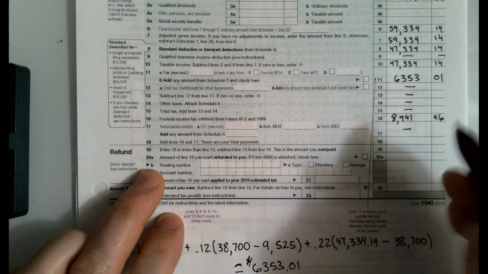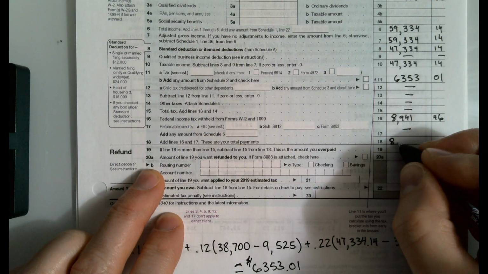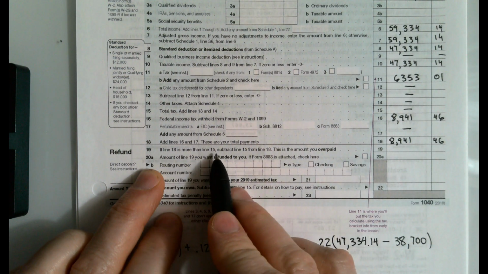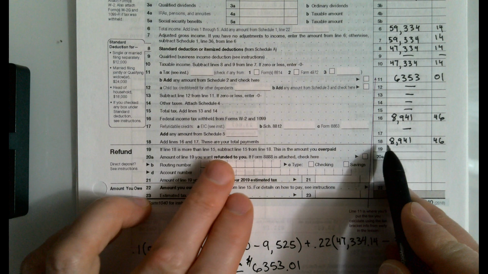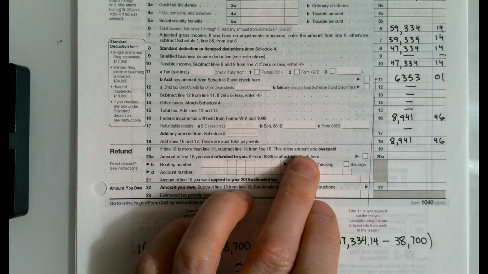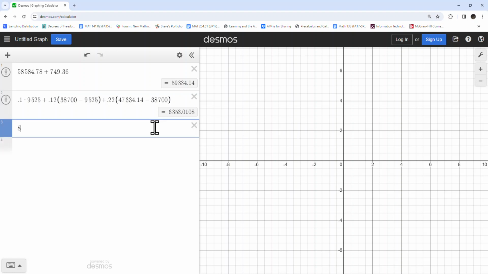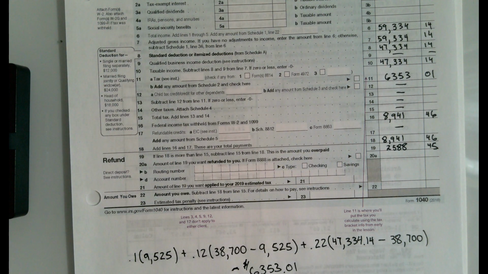If there were some federal refunding things, we'd look at those, but there's nothing for here. We'd add lines 16 and 17. Well, we're just going to replace this. This is the amount we paid. If line 18 is more than line 15, subtract, and this is the amount you overpaid. Okay, so this is going to be our refund. Let's calculate that. 8941.46 minus 6353.01. Okay, the federal government owes us $2,588.45. Great.